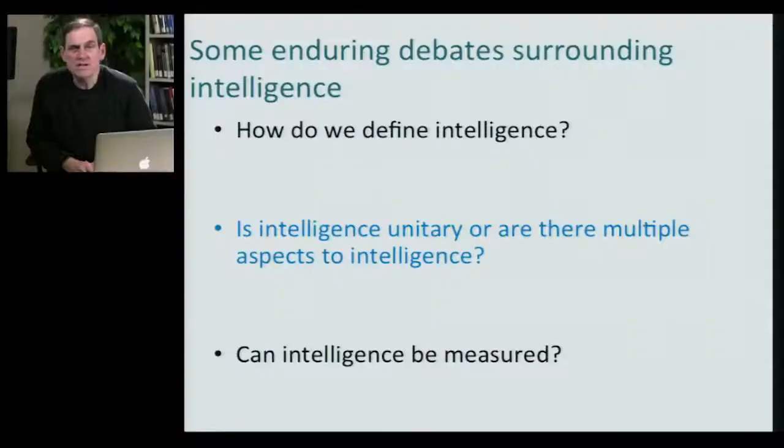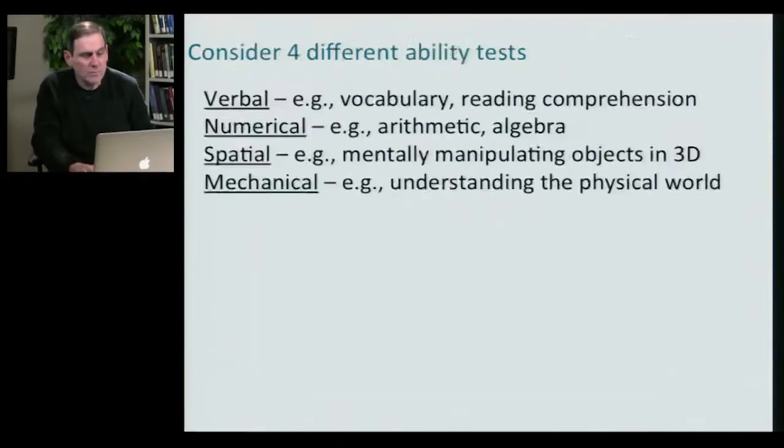The second debate about intelligence is: is it one thing or many things? And actually, I think this is kind of a false debate. I don't think anybody really believes that intelligence is one thing. I think everyone recognizes it's multiple things. And it's really a matter of emphasis. Do you emphasize one thing or do you emphasize multiple things? Let's see what that point I'm trying to make is.